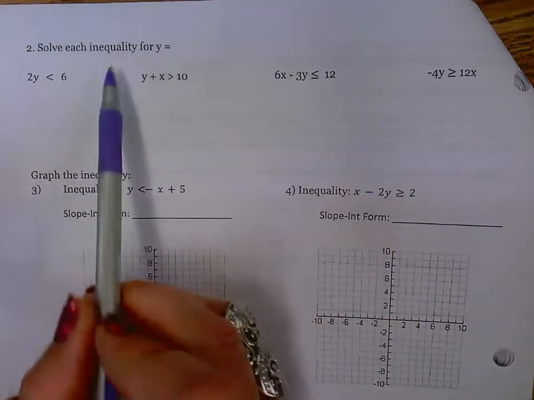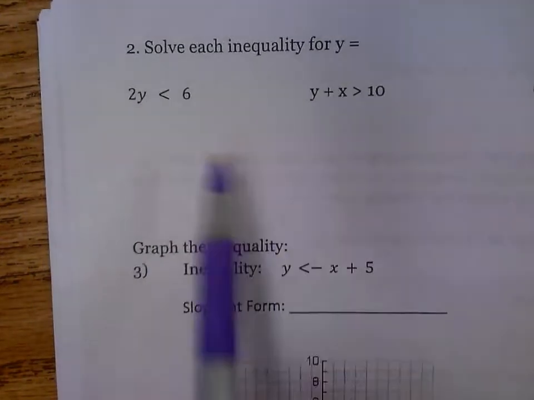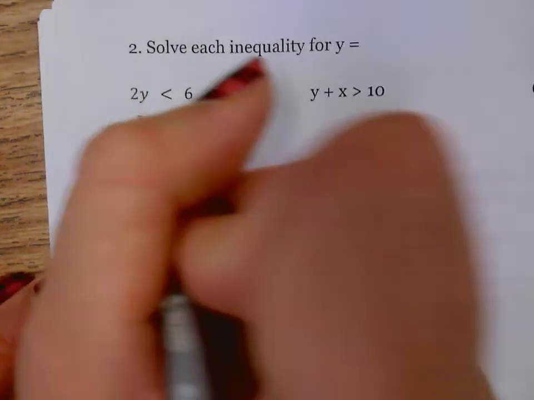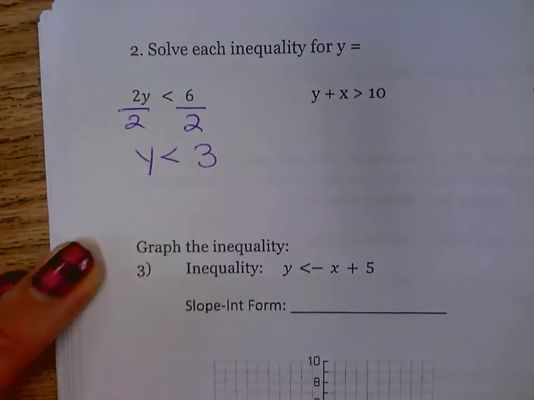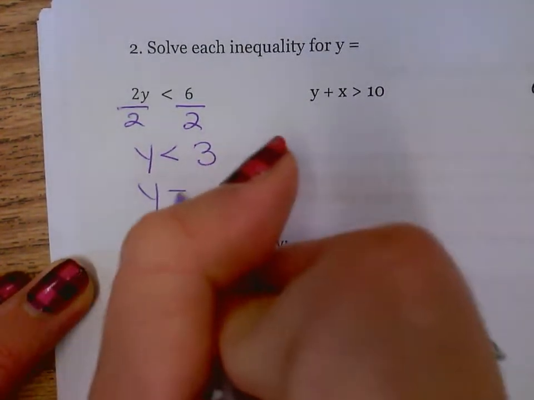I wanted to solve these inequalities for y equals, right? Because you have to solve it before you graph it. What would I do on this first inequality? Just divide by 2 on both sides. Y has to be less than 3. That's it. And then I could graph the line y equals 3 if I wanted to.